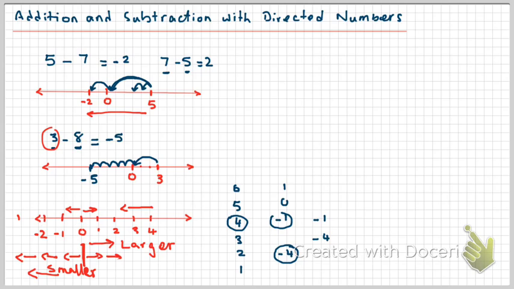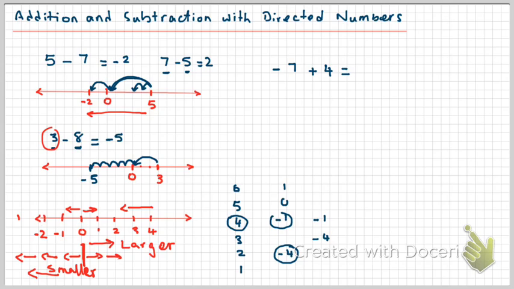Alright, let's look at another example of operations with directed numbers. So now let's look at an example where my starting number is not a positive but a negative. Say -7, and to that I add 4. What's that going to be?